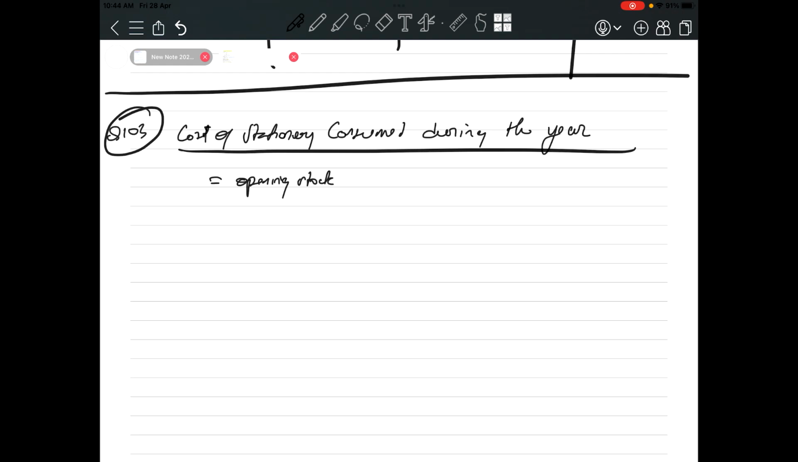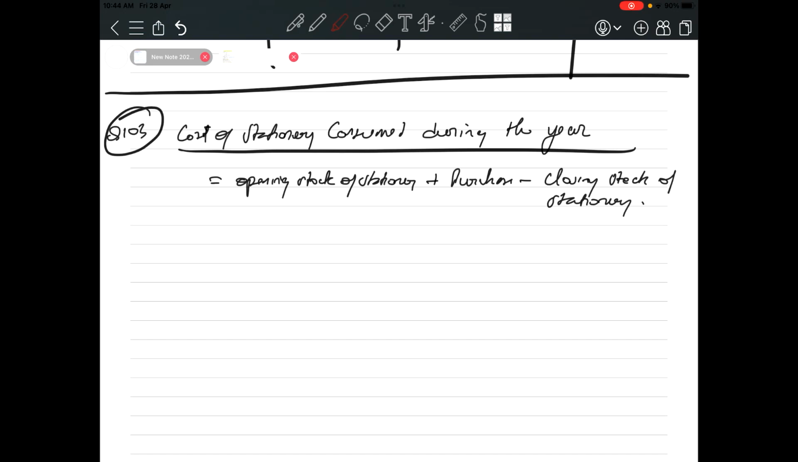Opening stock of stationery plus purchases minus closing stock of stationery. So this is the formula. We had opening stock of stationery, we purchased some stationery, and what is the closing stock left? The balance will be the consumed amount. Very logical, right? I had opening stock, I purchased some additional stationery, and I kept aside some stationery for the next year. So the balance amount will be what I have consumed during the year.